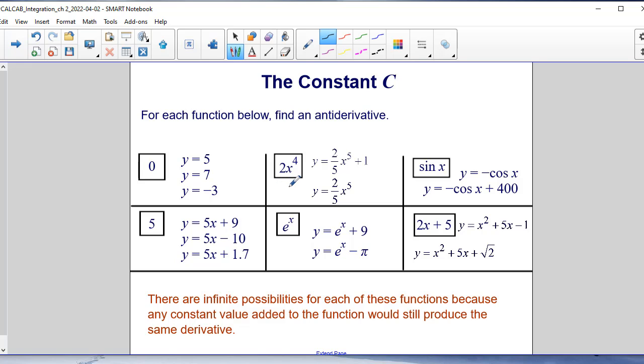If we look over here, we have 2x to the fourth. The original function could have been 2/5 x to the fifth plus 1. It may have even just been 2/5 x to the fifth power. Both of these have a derivative of 2x to the fourth. There are infinite possibilities for each of these functions because any constant value added to the function would still produce the same derivative.